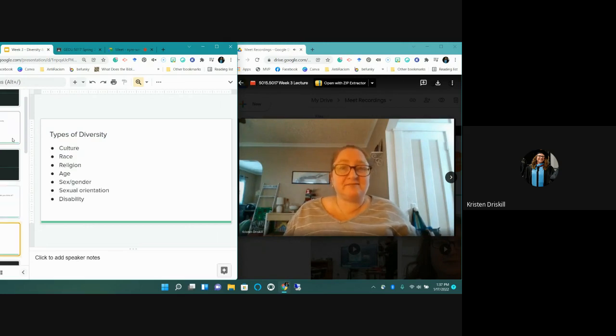These are the main types of diversity addressed in general, and not just education, in any field. So it's not just race, it's culture, religion, age, sex or gender, sexual orientation, and then, of course, disability. So when we think of diverse needs, these are all of the things that we're thinking about in terms of diverse needs. Kind of can feel overwhelming, but it's important to remember it's not just race or it's not just disability. It's kind of all of these things.